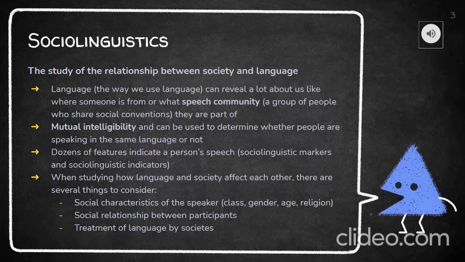So when studying how language and society affect each other, there are several things that sociolinguists consider. They consider social characteristics of the speaker, like region, gender, age, or class, the social relationship between participants, and the treatment of language by societies.